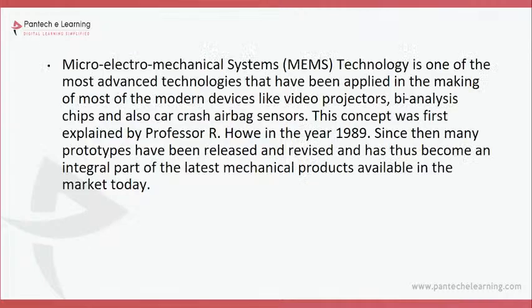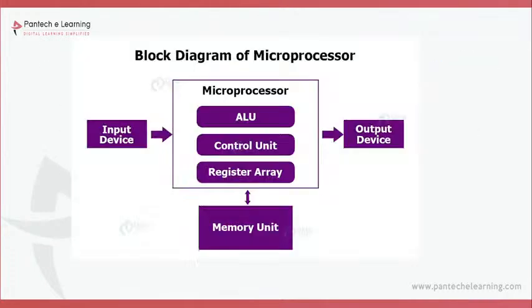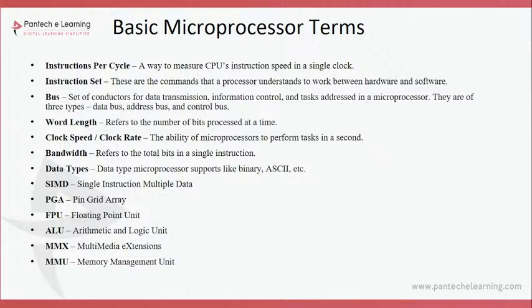Now the microprocessors. This is a block diagram of a microprocessor. A processor consists of an ALU, a control unit, and a register array. ALU is the arithmetic logic unit, used for calculations like multiplication, division, and subtraction. It has a control unit and execution unit to control the instructions and execute them. The register array has different shift registers and counters. The microprocessor already consists of all this, and we externally add input and output devices and give a memory unit to the processor. These are the basic terms of processors.